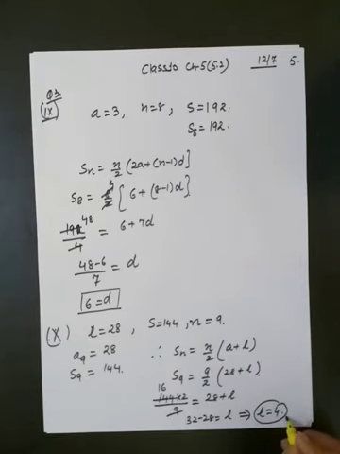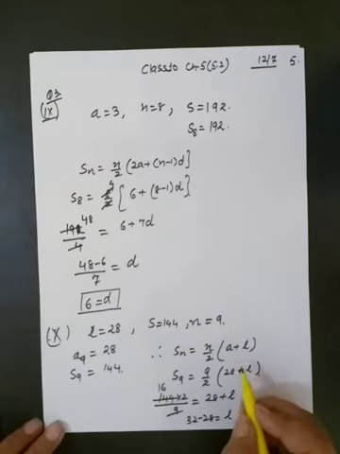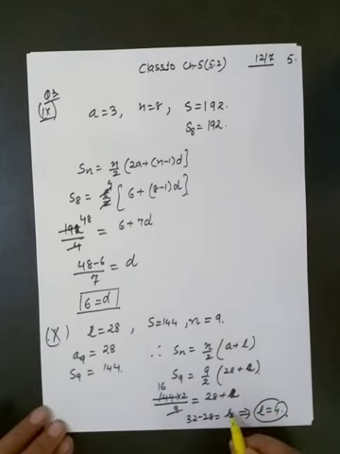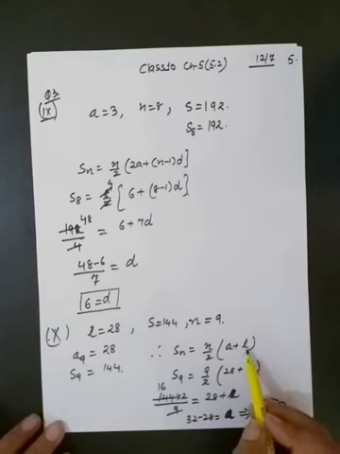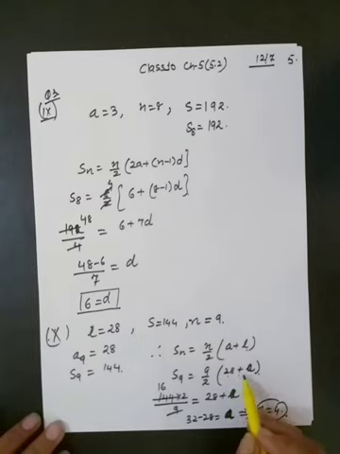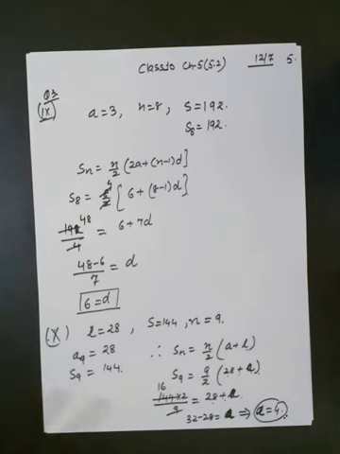Sorry, this is A9 given, meaning the last term is 28, and we have to find the value of the first term. So it will be 28 plus a. After solving this, we get the value of a as a is equal to 4. So students, you have to do question number 3 today. Thank you.